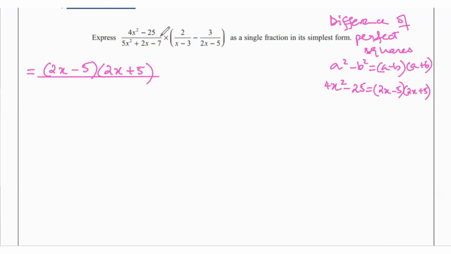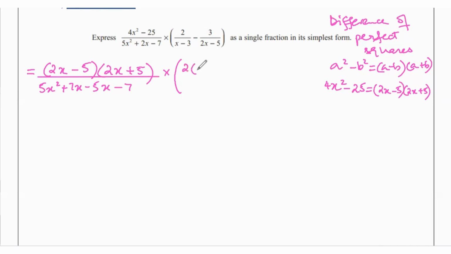So 5 times 7 is 35. Factors of 35 are 35 and 1, and 5 and 7. So we can replace 2x with 7x minus 5x. Everything else comes as it is. And over here, whenever we have fractions with unlike denominators being subtracted, we make the denominators equal by multiplying the first fraction by the second denominator and the second fraction by the first denominator.